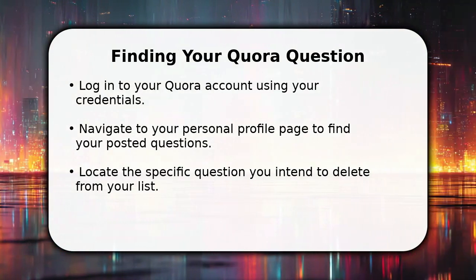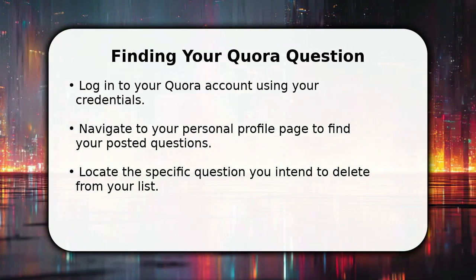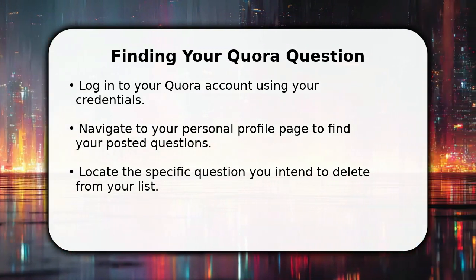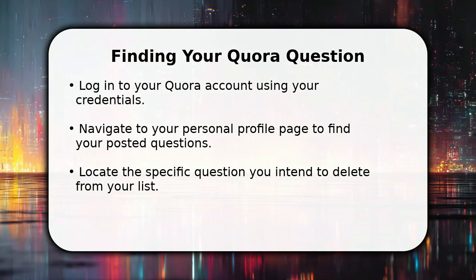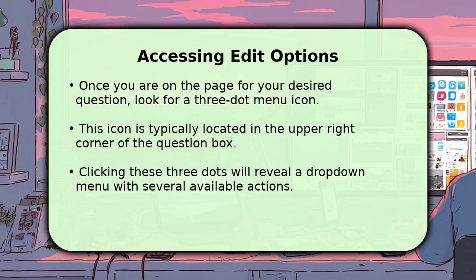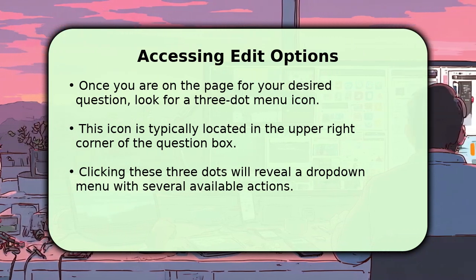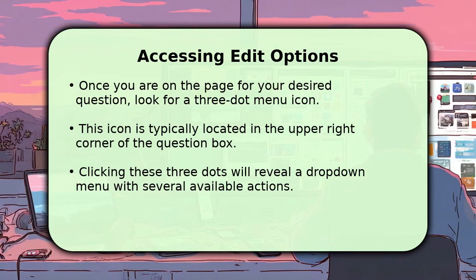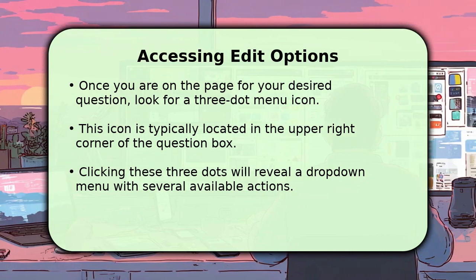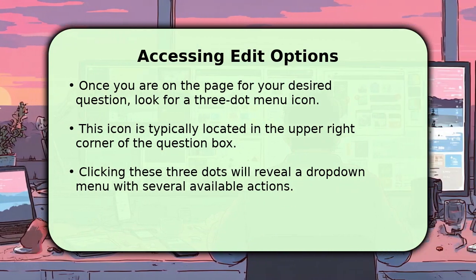Ensure you are logged into the correct account before proceeding with any changes, as this is a crucial initial step in the process. Once you have found the desired question, look for a small icon usually represented by 3 horizontal dots. This icon is typically located in the upper right corner of the question box itself.